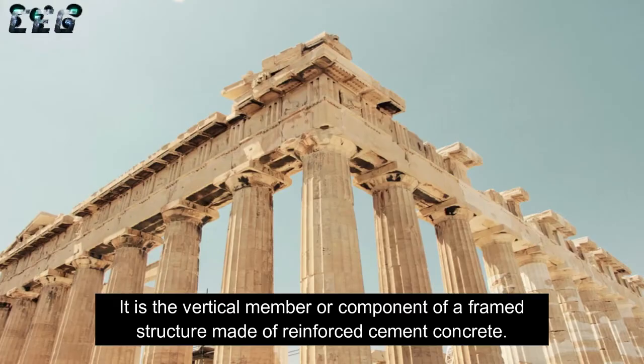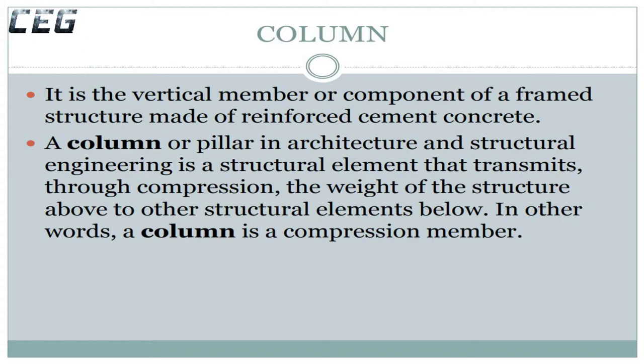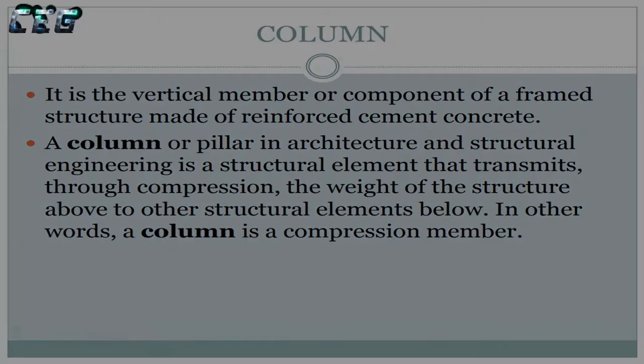Column. It is the vertical member or component of a framed structure made of reinforced cement concrete. A column or pillar in architecture and structural engineering is a structural element that transmits, through compression, the weight of the structure above to other structural elements below. In other words, a column is a compression member.